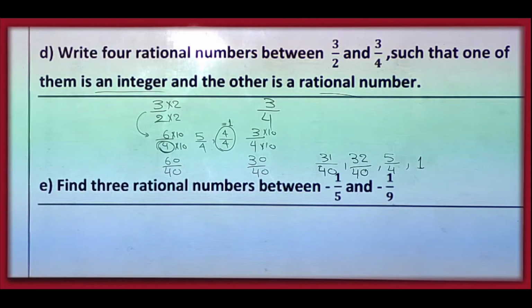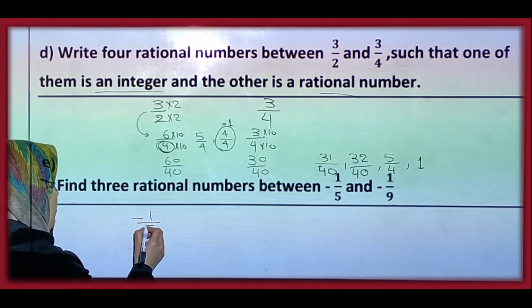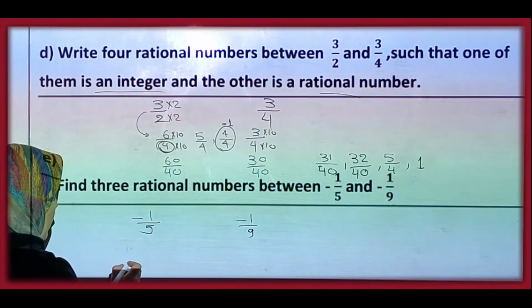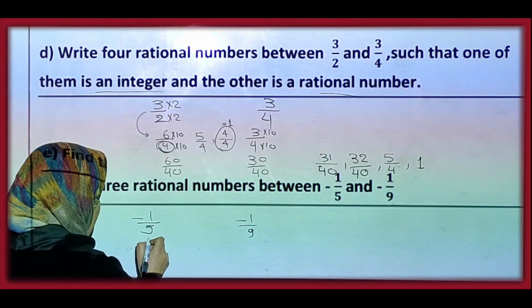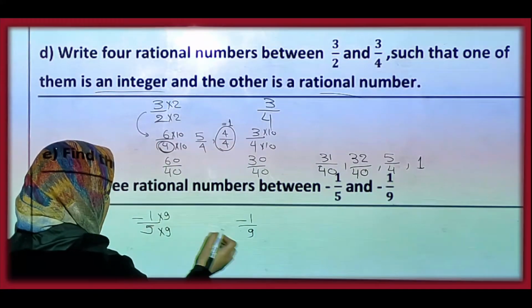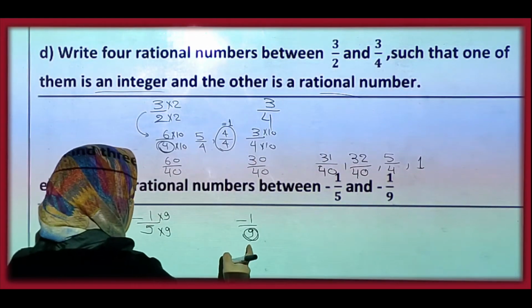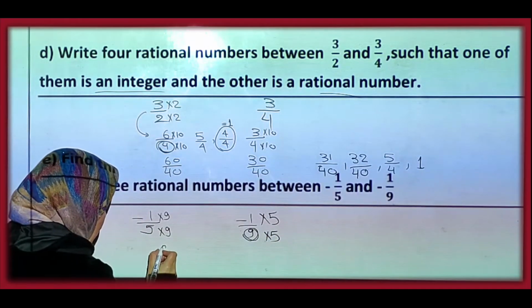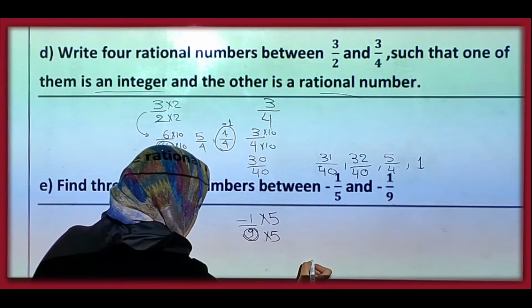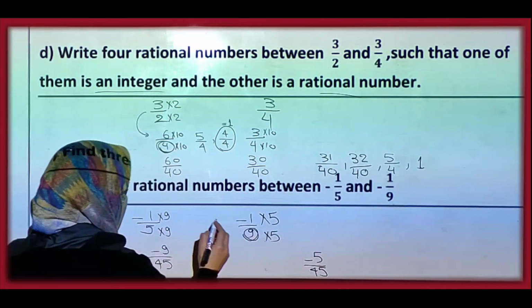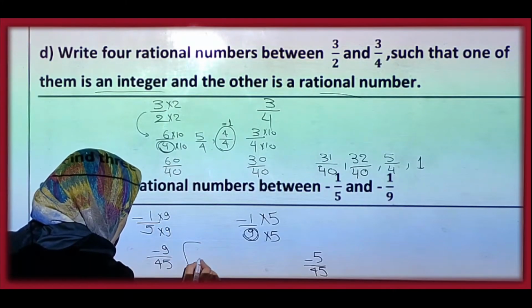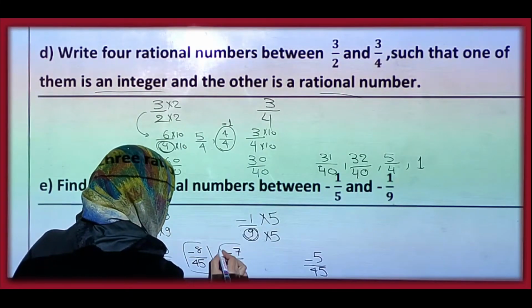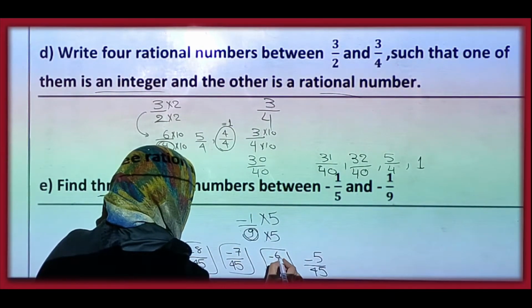Letter E, find the three rational numbers between negative 1 over 5 and negative 1 over 9. To find the three rational numbers between them, we multiply this rational by 9 from the other denominator, and multiply this rational by 5 from the other denominator. We get negative 9 over 45 and negative 5 over 45. We need three rational numbers between them, for example, negative 8 over 45, negative 7 over 45, or negative 6 over 45.